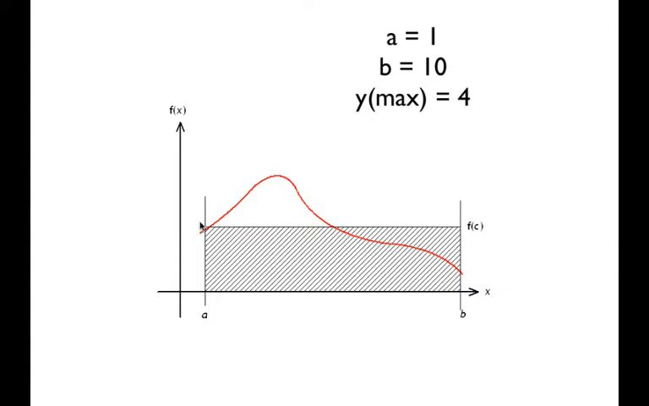Now that we know the c value by using the Monte Carlo method, we can use that value for the mean value theorem to find the area. To do this, you take the c value, which is 3.52, and multiply it by b minus a, which is 9. So the total area under the curve is 3.52 times 9, which is 31.68.